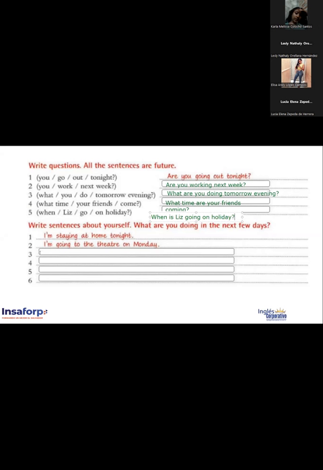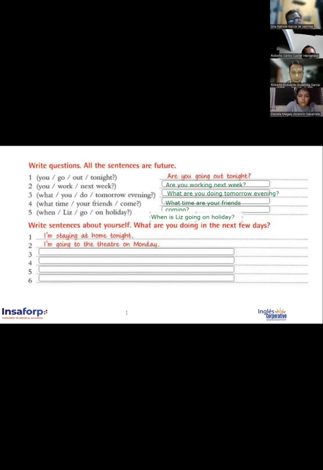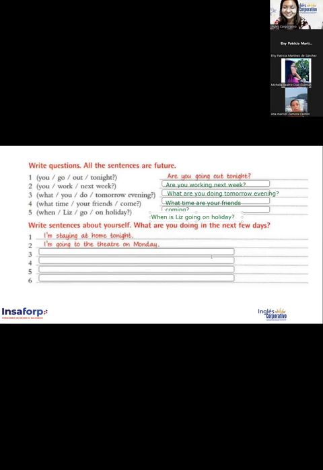Now, here we have another exercise, right? Sentences about yourself. What are you doing in the next few days? So in the chat, you can tell me what you are doing. In the next few days, what are you doing, guys? Can you tell me in the chat? Yes, Effie? I'm going to work tomorrow. Okay, you're working tomorrow? Me too. Remember, this is present continuous as future.